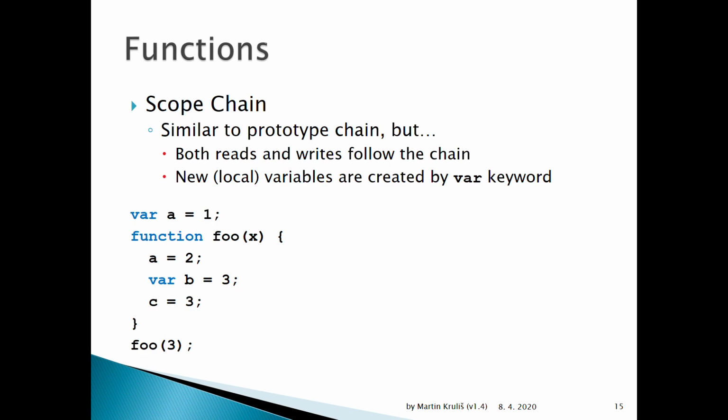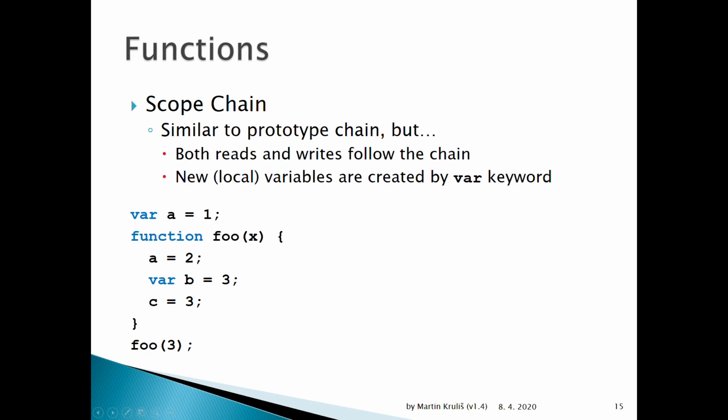So as I said before, the scope chain is somewhat like a prototype chain in objects. However, there are some differences. The most important difference is that both reads and writes follow the chain. In the normal prototype chain, reads follow the chain, but writes are made directly into the front object. So this is a huge difference. The writes also need to follow up the chain, so the appropriate existing variable is determined and updated. If you want to create a local variable, meaning a variable in the front object, the foremost object, you need to declare it using, for instance, the var keyword. So this is a piece of code that should demonstrate this.